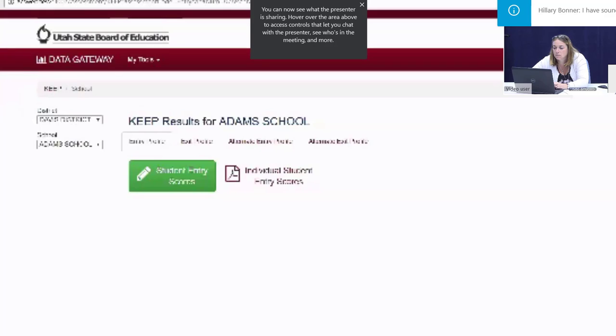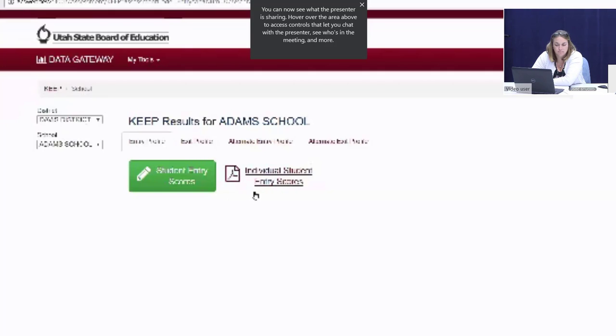Welcome to Module 3, Entering Alternate Assessment Data. When you log into the Data Gateway into the My Tools KEEP Results, you'll normally be prompted to go to the Entry Profile. But you're going to want to go to the Alternate Entry Profile, which is 2 tabs down from the normal Entry Profile tab. Once you click on that, you'll get a new section that says you are in the Alternate Assessment and you'll want to enter the scores for that particular student. So you can click on Student Alternate Entry Scores.